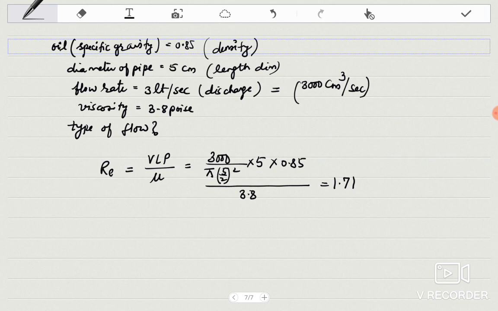Because it is a non-dimensional number, there is no need to write the units. Just the units should be of the same category. Like if it is centimeter, it should also be in centimeter cube. So, sorry, it is not 1.71, it is 171. This is 171, so it is less than 2300. It simply means that flow is laminar, because for a flow to be laminar, Re should be less than 2300. So this is the way how we judge the flow.